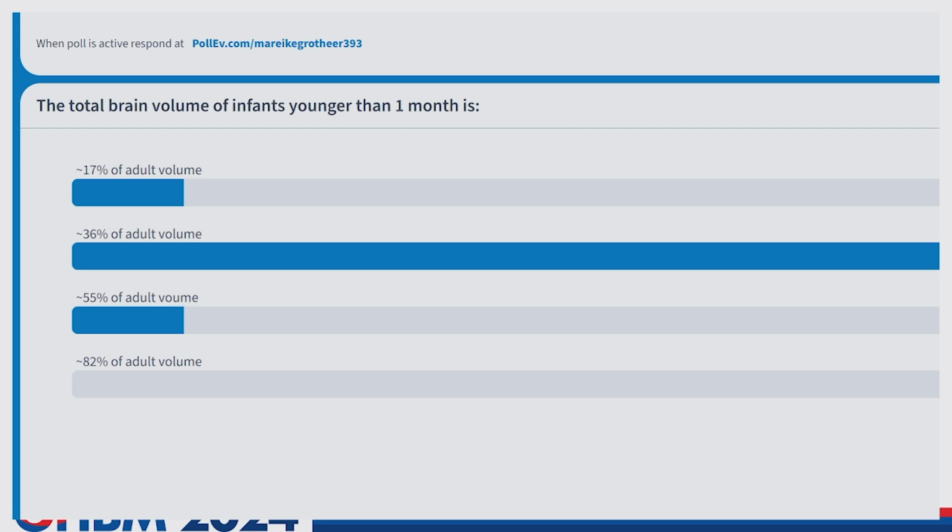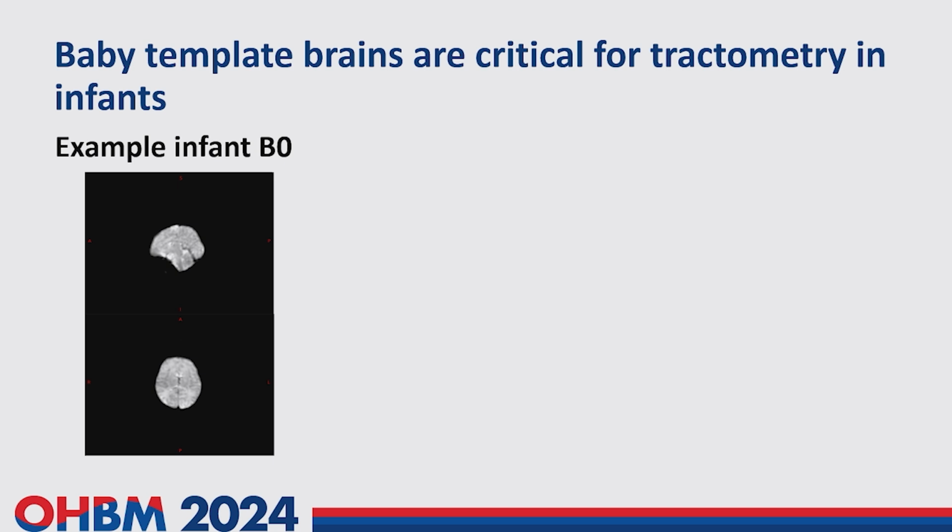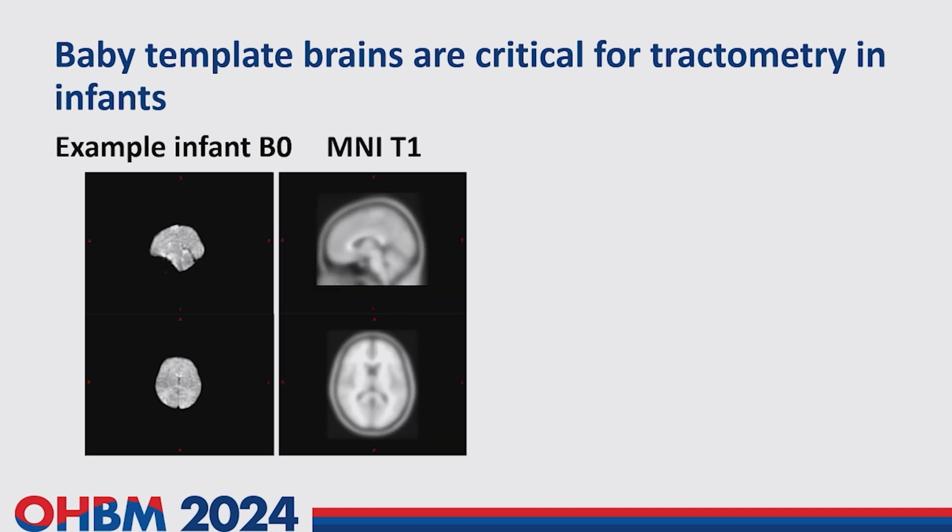It's 36%. And just to illustrate this a little bit more, here's the B0 image of one of our newborn participants. If we were to use AFQ as is, we would align this B0 image to the adult MNI brain, which looks like this. Given that both of these images are at the same scale, this looks like a very difficult alignment to make. And maybe this is not a very good way to go.